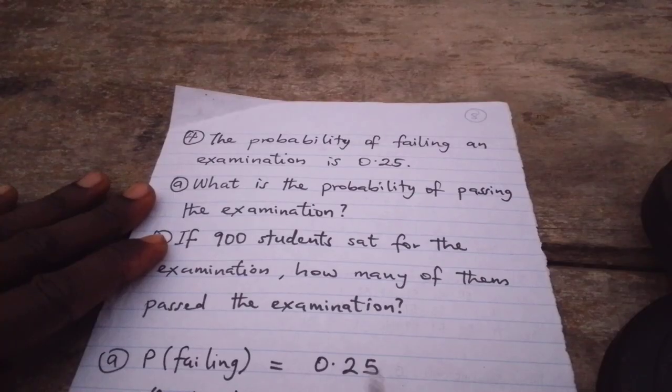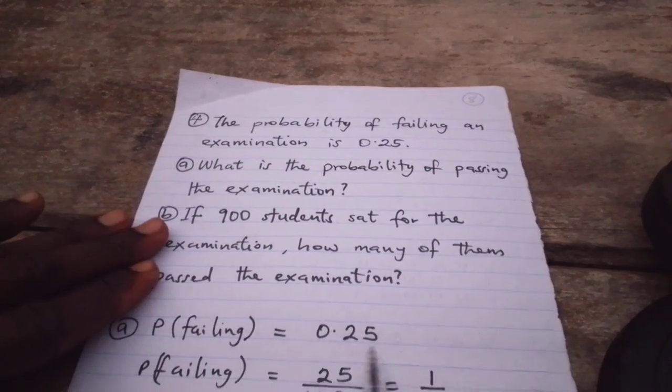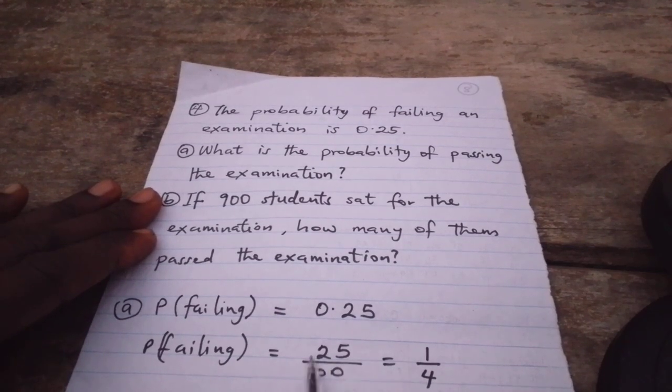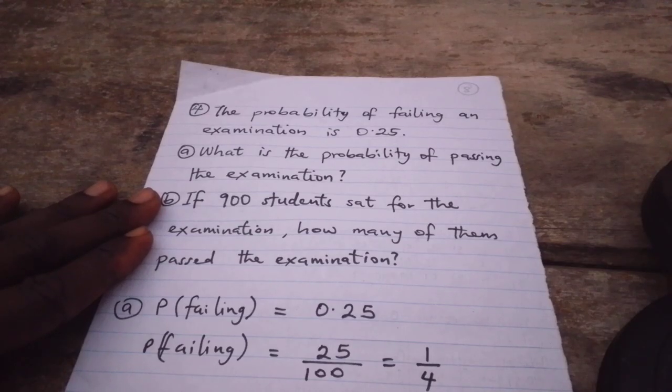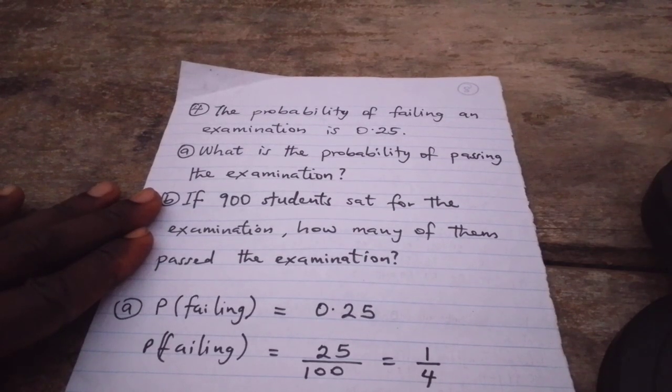So if you do this one to fraction, 0.25 is the same thing as 25 over 100. So 25 over 100 to the lowest terms gives us 1 over 4. Now, the question says, what is the probability of passing? You know, there are two things. It's either somebody passes or fails. So now, you've been given the probability of failing to be 1 over 4.